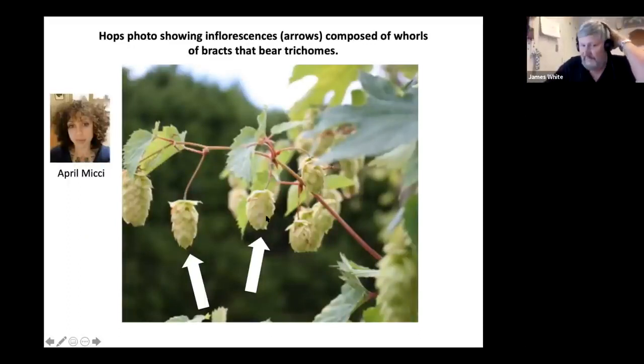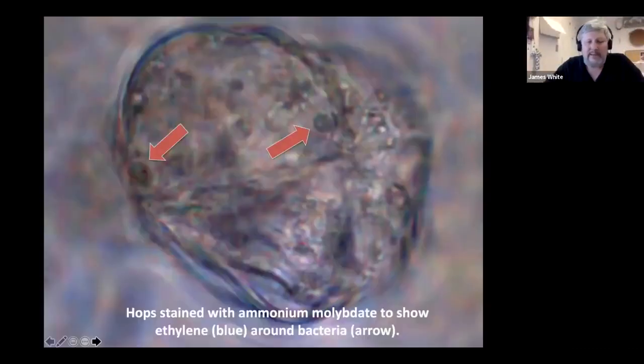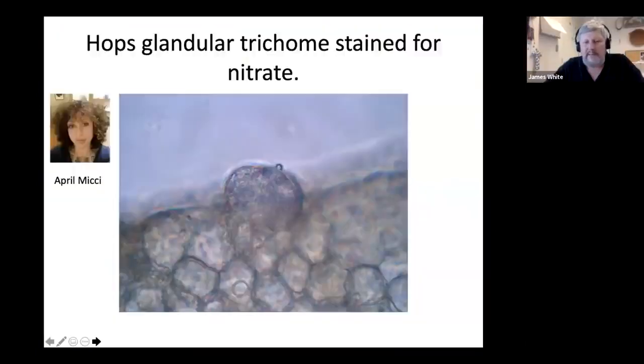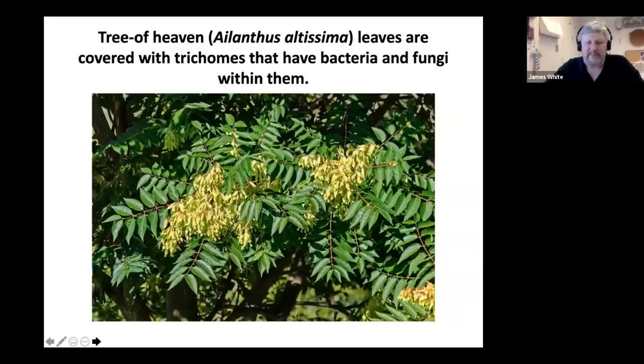This is hops, and you can see these little hops fruits are where all the glandular trichomes are. That's a close-up of a hops glandular trichome. See the arrows there. See the bacteria inside those, exactly the same way we saw in cannabis. And there you see it. This is stained for nitrate, and you can see on the hops that it's full of microbes. Hard to see, but you can see all the purple compared to the other epidermal cells. That's all nitrate stain. These are filled with nitrate.